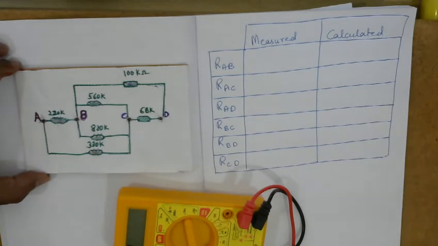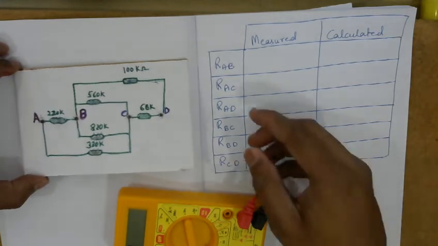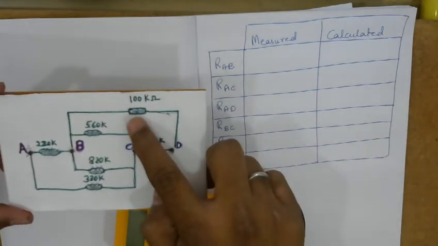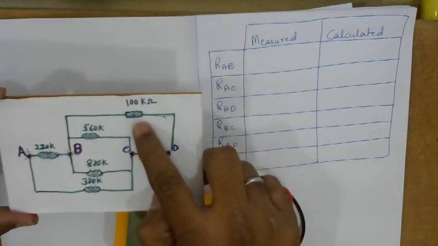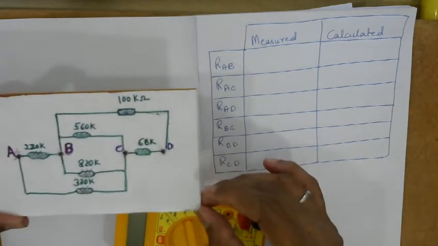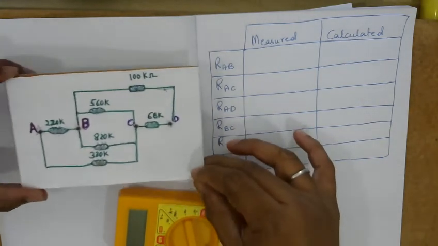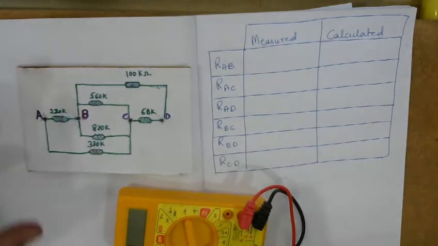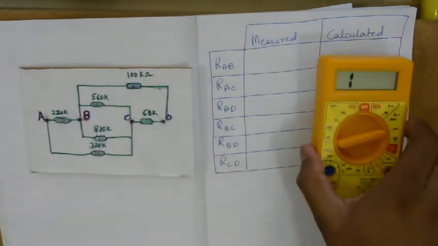Of course it will not match exactly because the manufacturing tolerances will be there. So a 100 kilo ohm resistance may not be exactly 100 kilo ohm. It may be slightly off, 2-3% plus or minus. So overall we will try to match the measured values and calculated values. So let us begin by measuring.